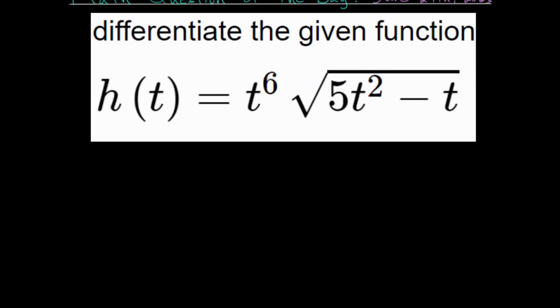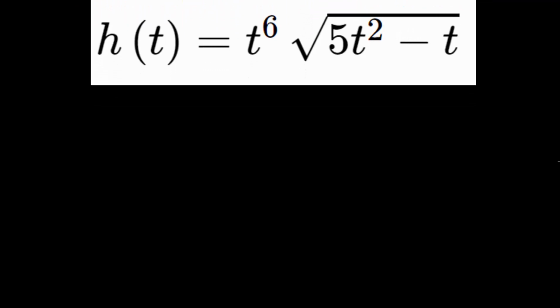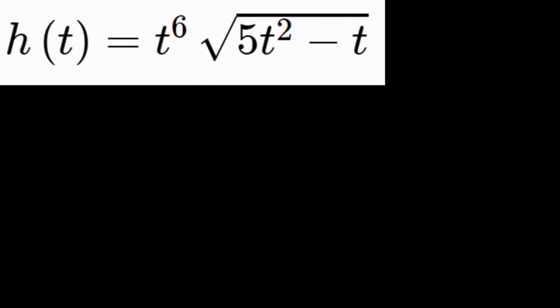Now, assuming that you have attempted the problem, let's start going through it. We need to find the derivative of this function. I'll rewrite the function so that we can rewrite this square root as this expression raised to the 1/2 power, since that will make it easier to actually find the derivative. We have 5t squared minus t all raised to the 1/2 power.